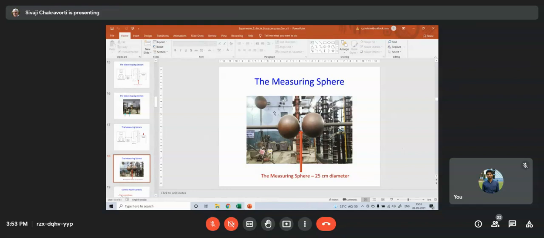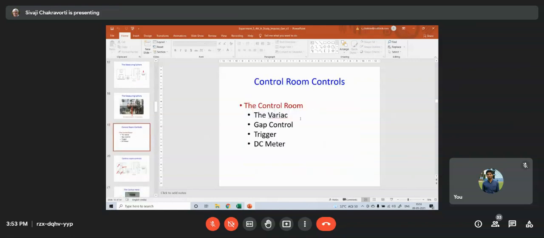So this is a 25 centimeter diameter sphere. It's a hollow sphere, not solid. On the back side, you can see a big vertical one. This is a 1 meter diameter sphere that can measure up to 1400 kilovolt. Then on the back side, you can see the laboratory hall.